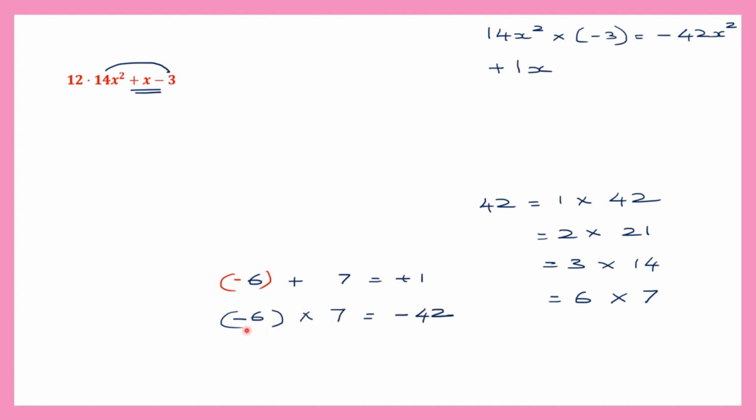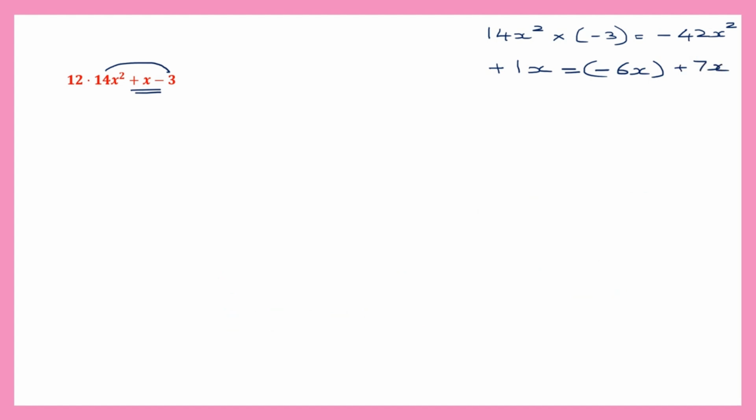So here can you see, when I take these two numbers and multiply, I get minus 42, which is here. And when I add up these two numbers, I get plus 1, which is here. That means these are the two terms that I can split this into. So this becomes minus 6x plus 7x. So let's write it down here. The first one remains the same, 14x squared. We have split plus x into minus 6x and plus 7x. So let's write that, minus 6x plus 7x. And then we have minus 3.